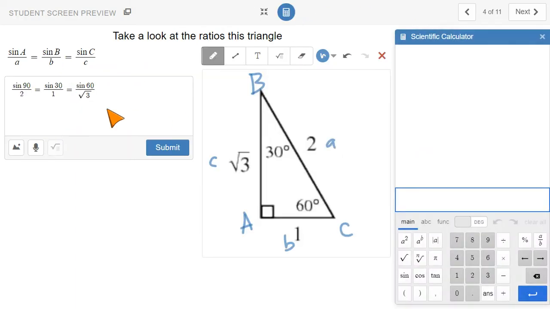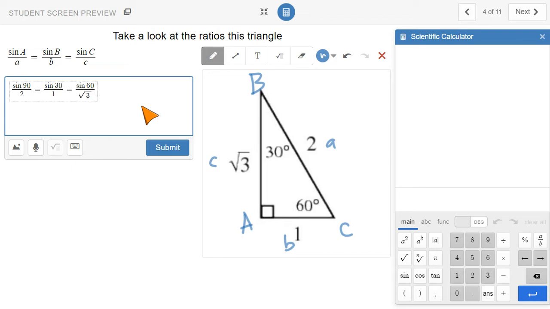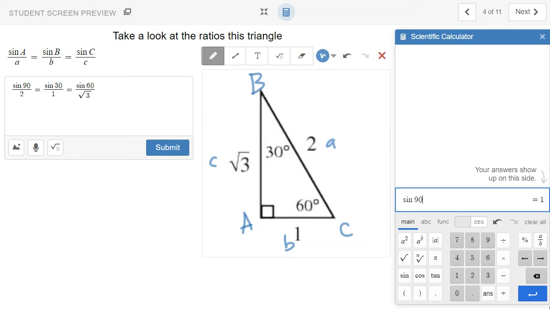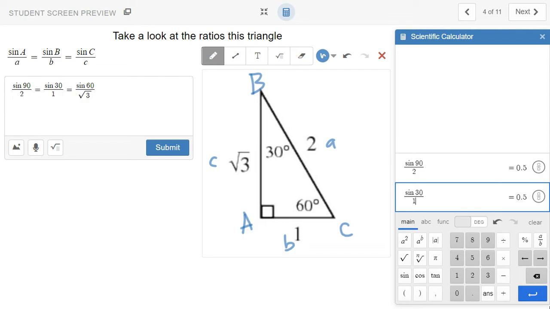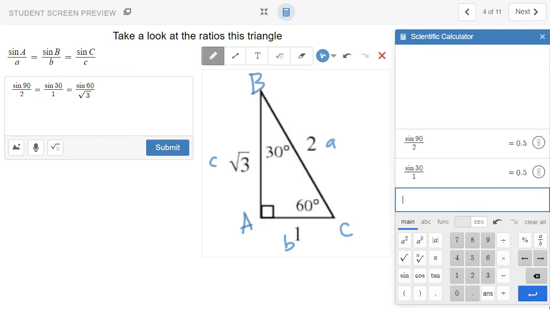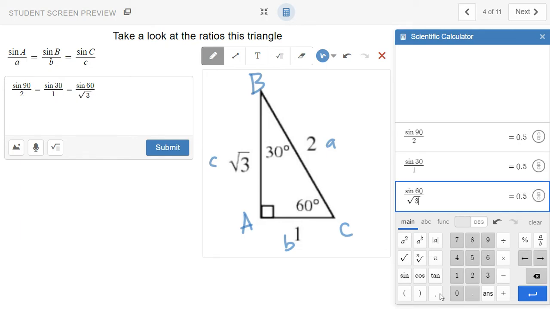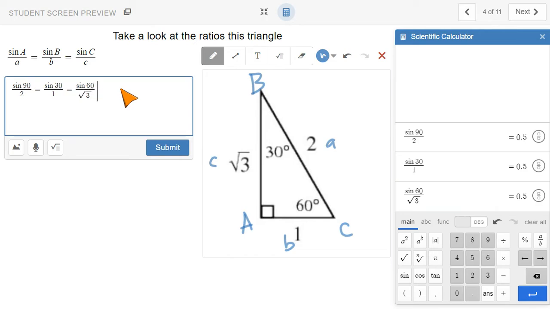Let's put this into our calculator to see what value we get. So the first one, sine 90 divided by 2, that's half. Now, sine 30 divided by 1, also half. And sine 60 divided by root 3, this is also half, or 0.5. So as I've converted it into a decimal, I get 0.5 is equal to 0.5, and it's equal to 0.5. So we know that this relationship is true.